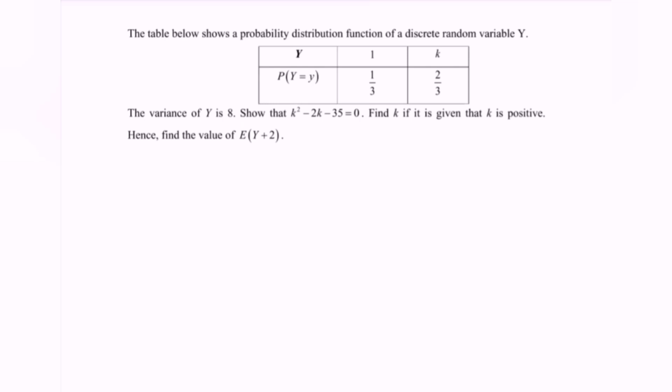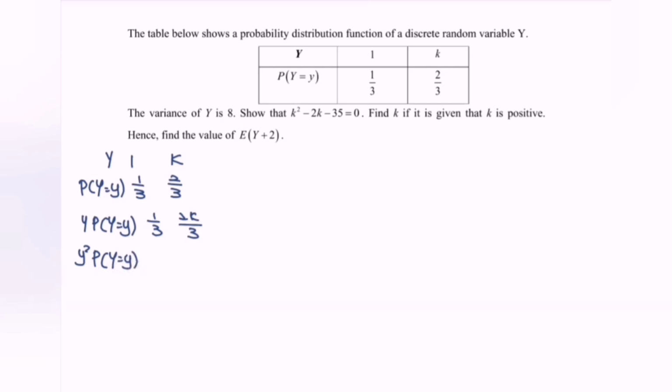So kindly focus on the table where we have the random variable y, 1 and k. Next, we have the probability, where we have 1 over 3 and 2 over 3. Then, my suggestion is to multiply the y with the probability, so we will have 1 over 3 and 2k over 3. Next, y squared multiply with the probability, so we will have 1 over 3 and k squared multiply with 2 over 3, which gives 2k squared over 3.